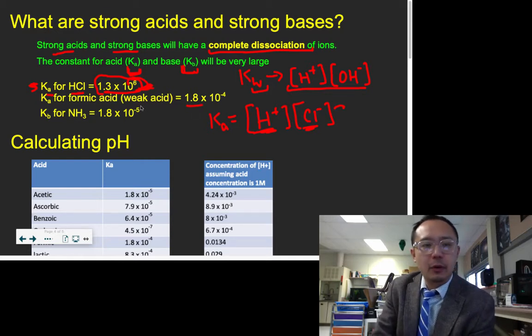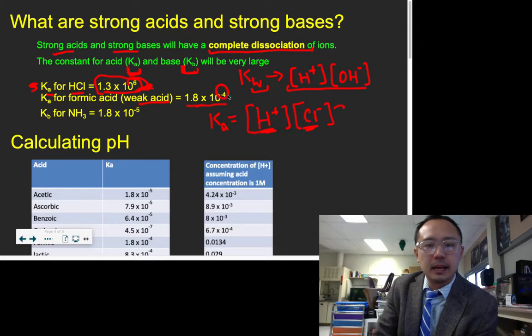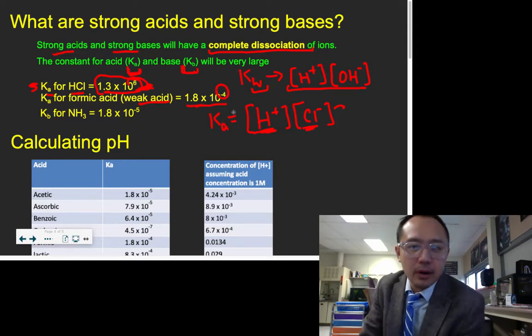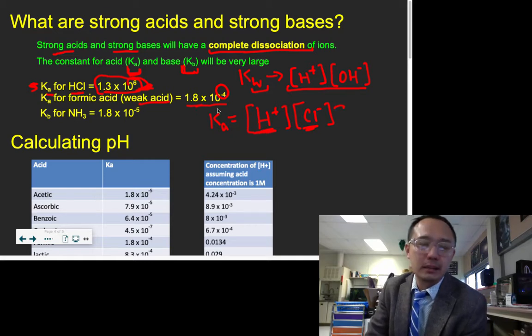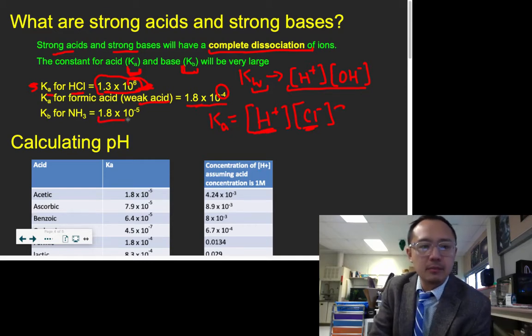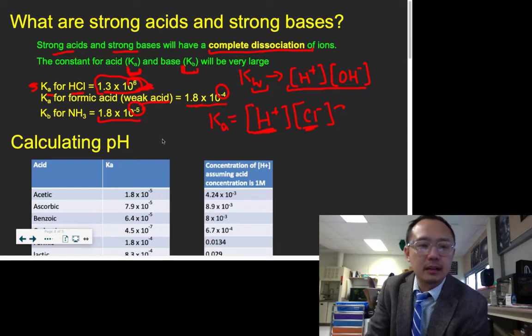Compared to the next one, formic acid is a weak acid. You see that this number is a small one. It has a 10 to the negative 4. That means that the ions here do not get dissociated that much, meaning it's a weak acid. Likewise with ammonia, same thing. It's a very weak base, so it has 10 to the negative 5.